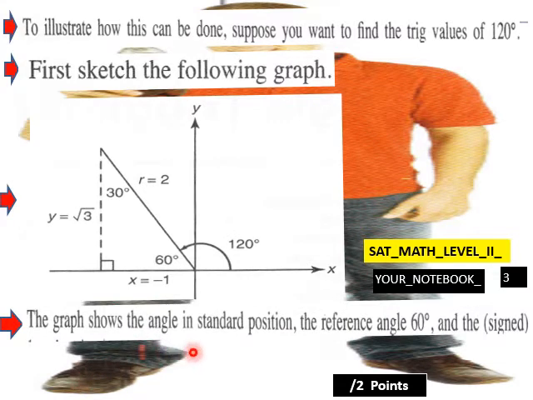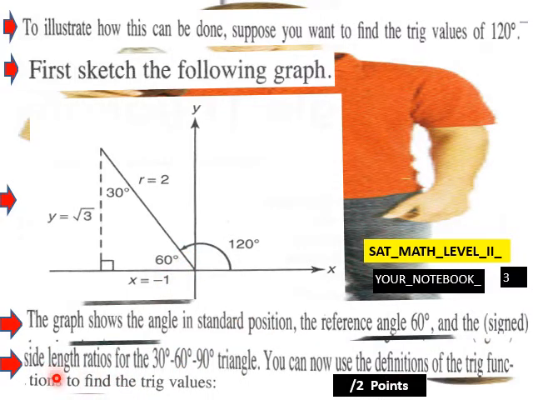The graph shows the angle in standard position. The reference angle will be 60 degrees. Here's your reference angle, and the side lengths for the 30, 60, 90 triangle. You can now use the definitions of the trig functions to find your trig values now that we have a triangle like that.